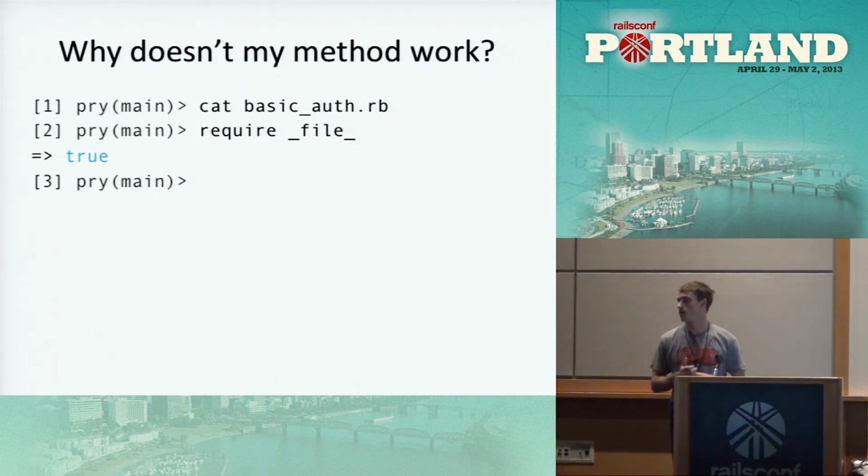I can use another feature of Pry here, which is underscore file underscore. What _file_ is, is just a memoization of the last file that a Pry command touched. So the cat command is very obviously acting on a file. The show-doc command was also acting on a file, and there are various other commands that are touching files. These are all stored in _file_ so that you can access them easily. So in this case, I can require _file_, it returns true, job done.